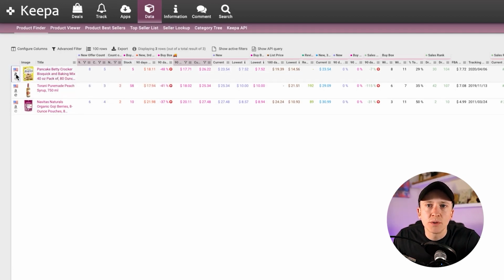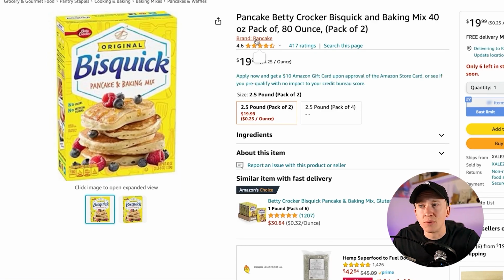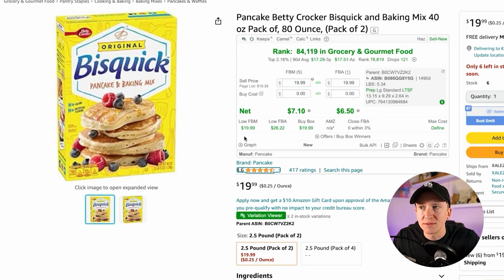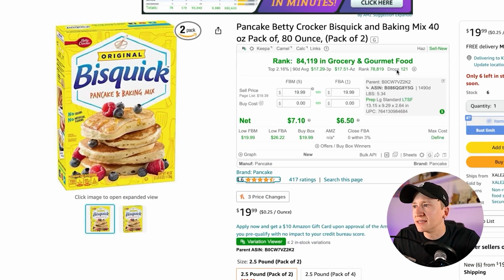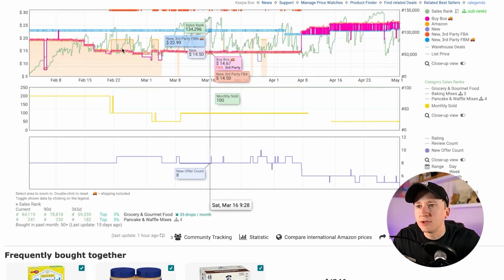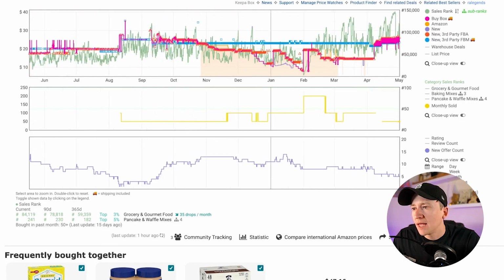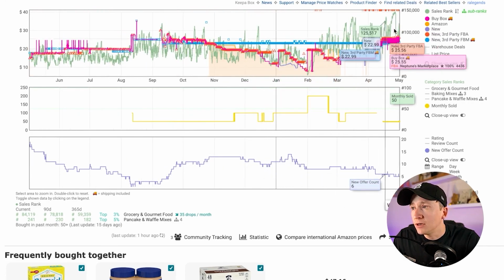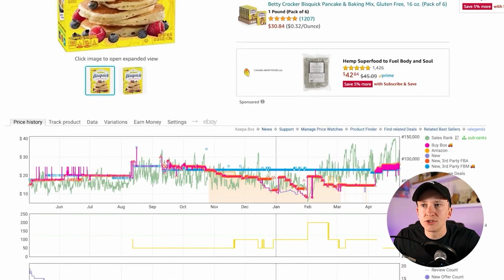Let's take a look at this Bisquick option here underneath Amazon. We can see this is under the brand of Pancake, so I would not purchase this because that brand is incorrect. The brand is actually Bisquick. But let's just take a look. We've got 1 FBA seller and 5 FBM. You can see Amazon is not currently selling it, but they were at one point. You can also see that the price has been increasing over these last few months, and the sellers have been decreasing. So it did its job again.